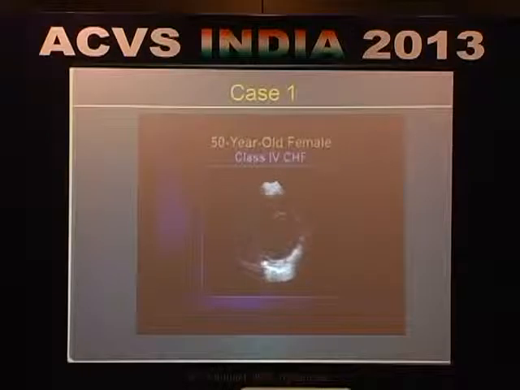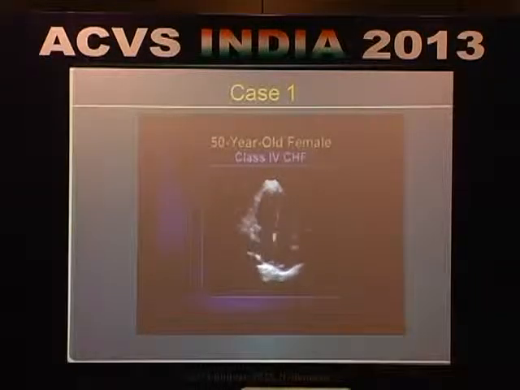When you look at the echo, this also was borrowed from Mayo Clinic. This is not our patient. One of my friends in Mayo Clinic is a cardiologist. He kindly gave this to me. So this is a classical dilated cardiomyopathy on echocardiography. There is no way I would have made a diagnosis of hemochromatosis.